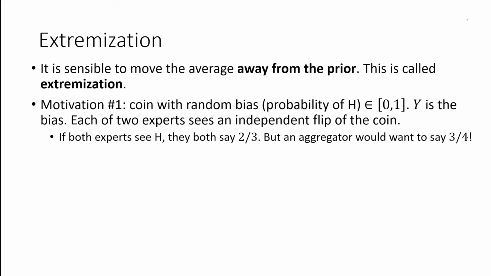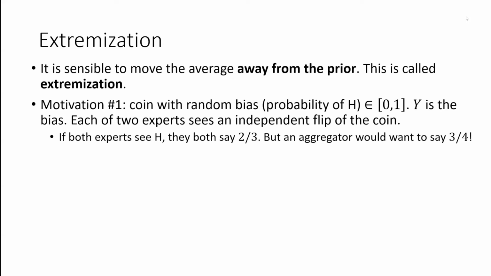Consider a coin with a random bias, so a random probability of coming up heads that's uniform between 0 and 1. And we are interested in the bias. So what is the bias of the coin? Now, 2 experts each see an independent flip of the coin. It turns out that if an expert sees heads, then the expert should say 2/3. So let's say that both experts say 2/3.